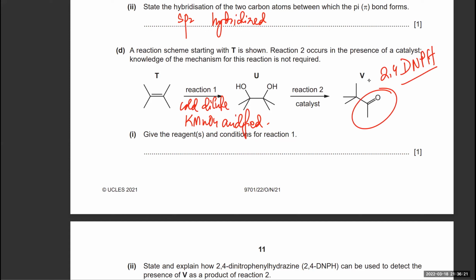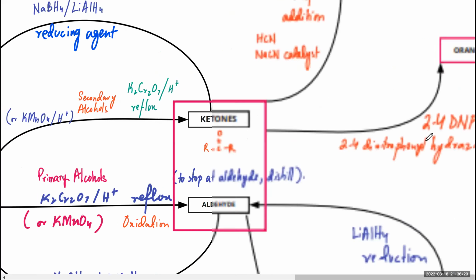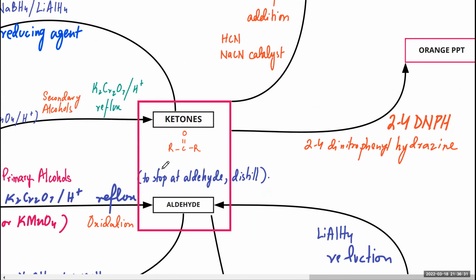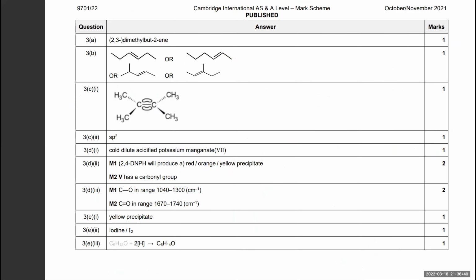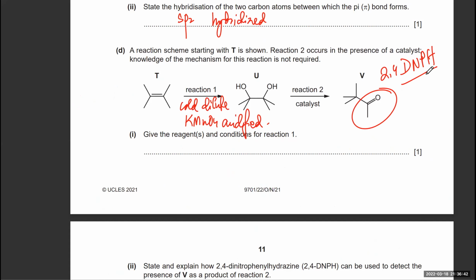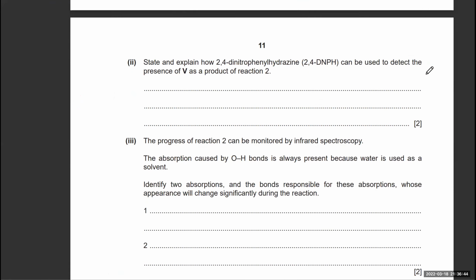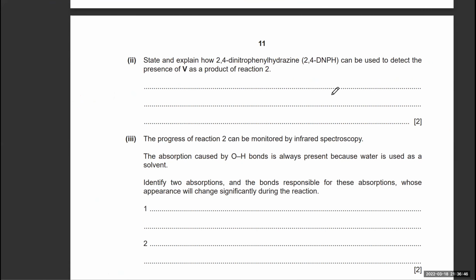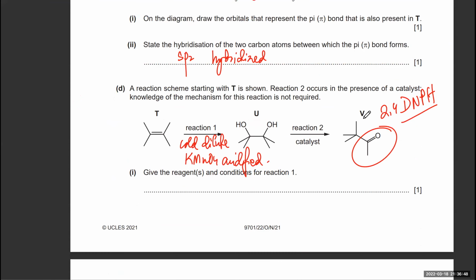2,4-DNPH is a test for aldehydes as well as ketones. It gives an orange precipitate. For both aldehydes and ketones, it's going to give you an orange precipitate. That's what 2,4-DNPH does, and that's how you're going to be able to distinguish. You're going to get an orange precipitate here, and not an orange precipitate in this case.